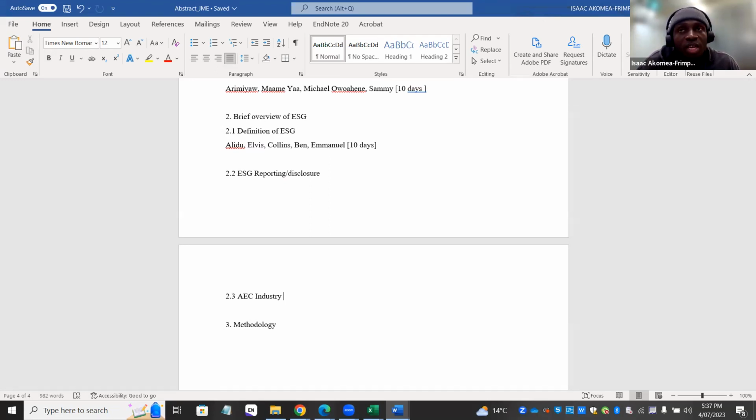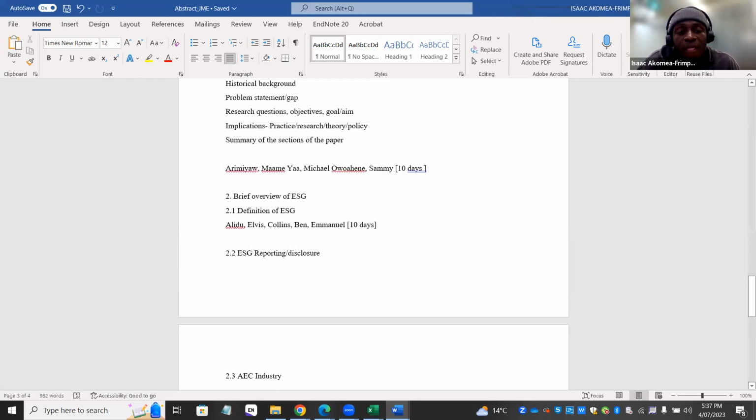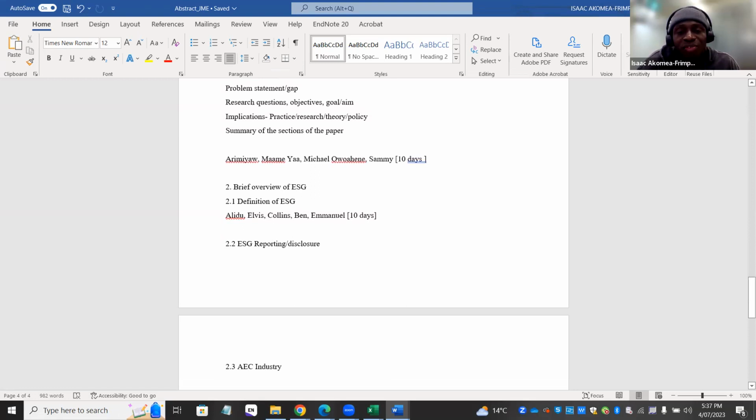What and what come together to form a construction industry? We want to understand that, and maybe why ESG reporting is even important. Maybe something brief, important in the construction industry, something like that.